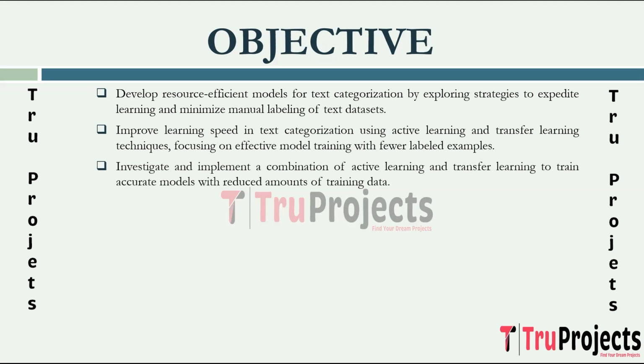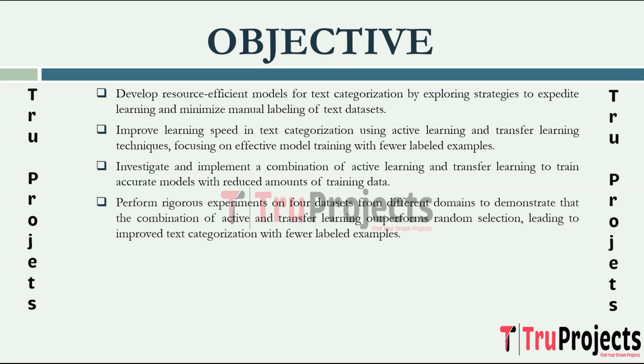The specific objective is to investigate and implement a combination of active learning and transfer learning methodologies. Both these approaches have demonstrated efficiency and effectiveness in training accurate models with a reduced amount of training data. The project's final objective is to perform an experimental evaluation on four datasets from different domains. By conducting rigorous experiments, the aim is to validate and demonstrate that the combination of active and transfer learning outperforms random selection, leading to improved text categorization with fewer labeled examples.